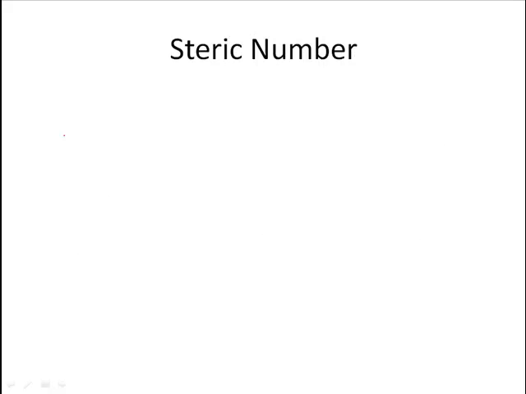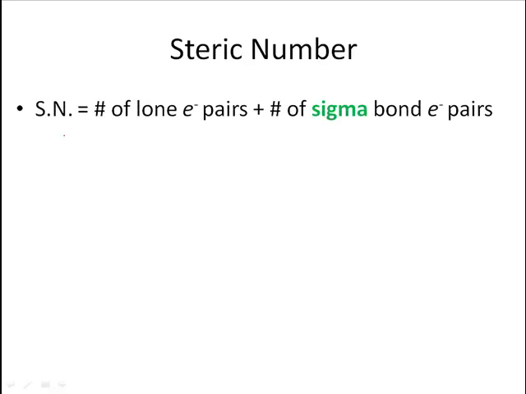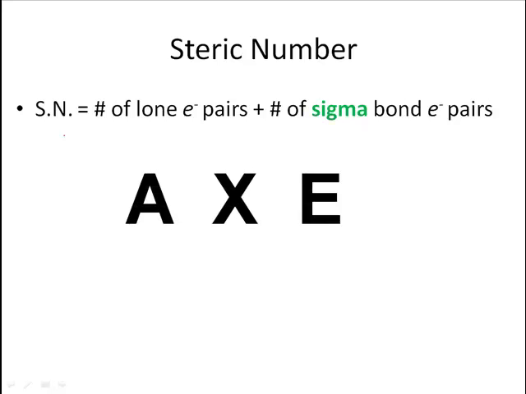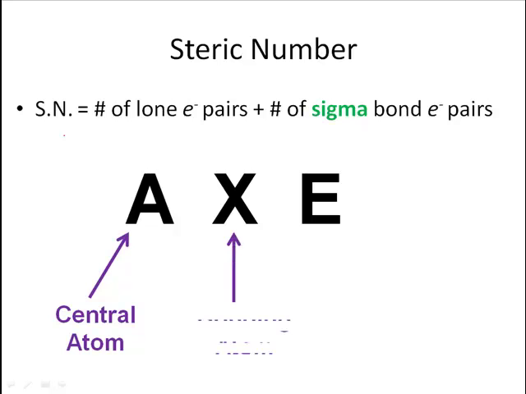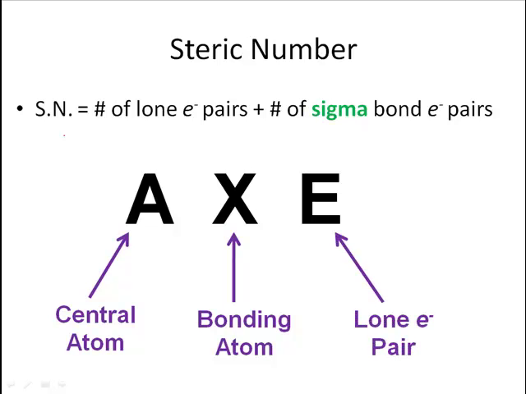So one way of doing this is what is called using the steric number. Now, steric number, this is one way of approaching how to figure out the shape of a molecule. The steric number is the number of lone pairs plus the number of sigma bonded electron pairs. Okay, so it's got an easy acronym, AXE. The A stands for the central atom. The X stands for the bonding atom. And the E stands for the lone pair.